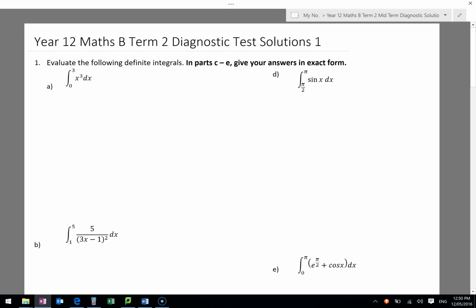Here's the diagnostic test solutions. Okay, work through them pretty quickly, but hopefully enough detail for you to know what's going on.